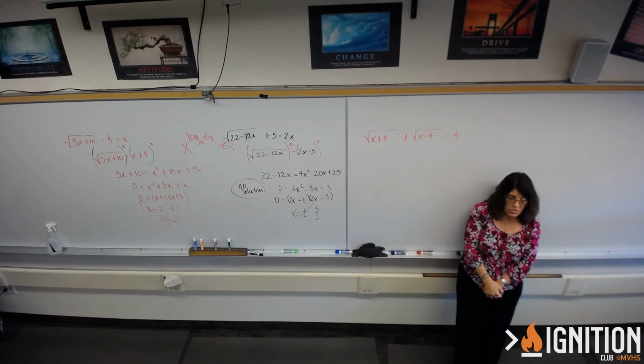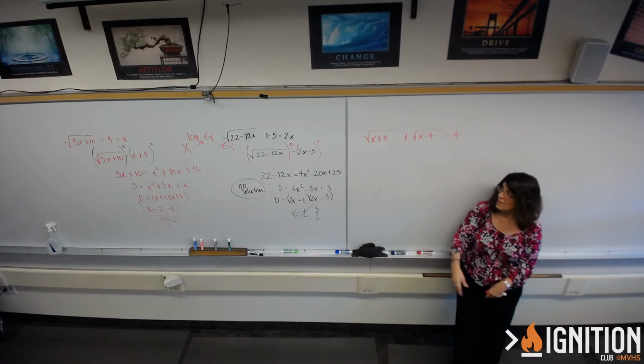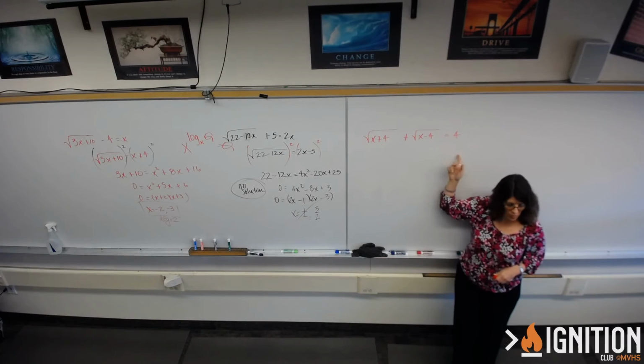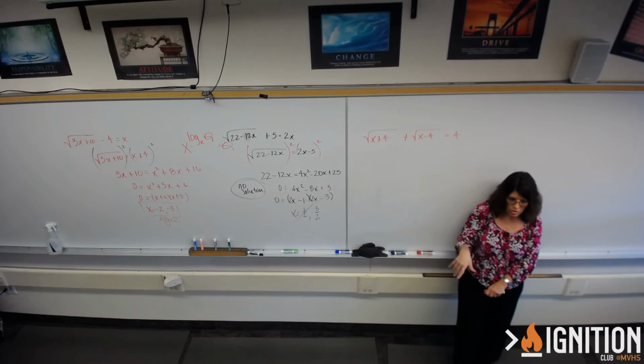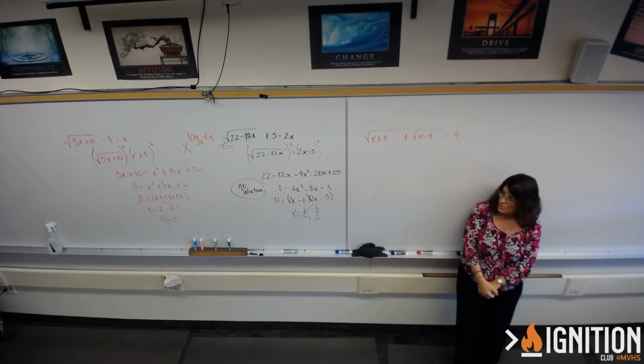Because when you do the FOIL, the in between, 4 root x minus 4, 4 root x minus 4 is 8 root x minus 4. The x minus 4s do not just disappear. So we have to find like terms? No, you have to make a decision.